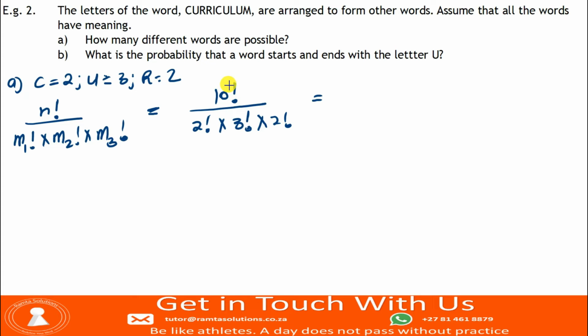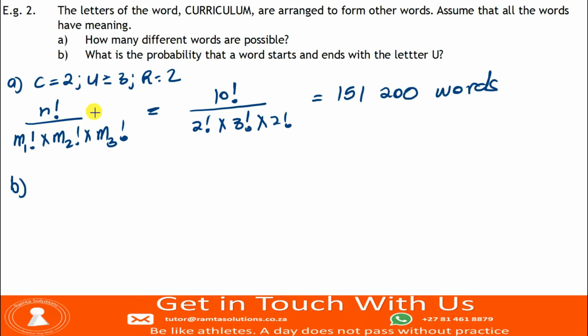10 factorial over 2 factorial times 3 factorial times 2 factorial. What do we have? We have 151,200 ways. So we can make 151,200 ways from the word curriculum. From the word curriculum, we can make this number of ways.